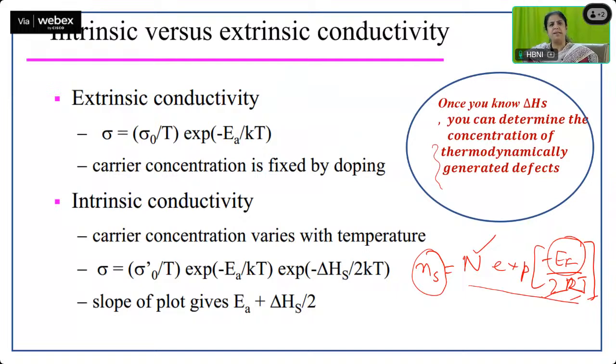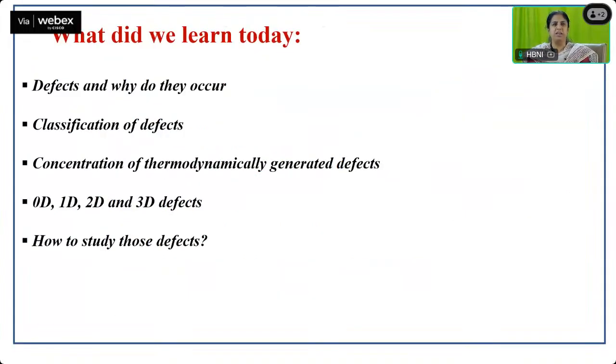I took just one example, one technique, to demonstrate how we can study defects. All right. With this, we close the defect part of the coursework. So we studied defects and why they occur, how we can classify defects, how we can calculate the concentration of thermodynamically generated defects, the classification of defects based on dimensionality, and how to study these defects.